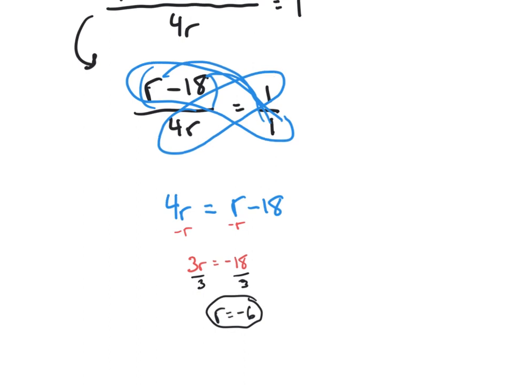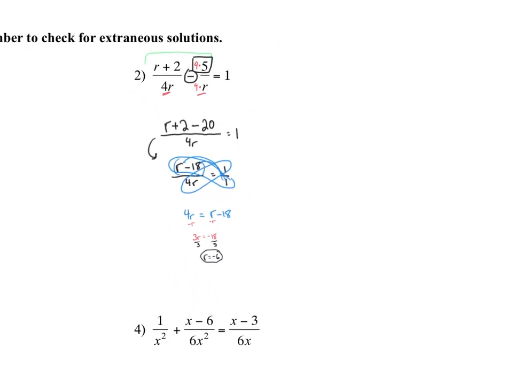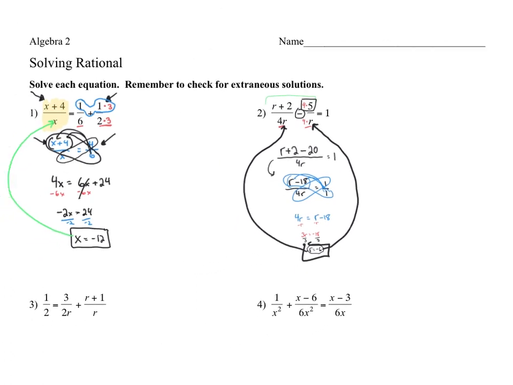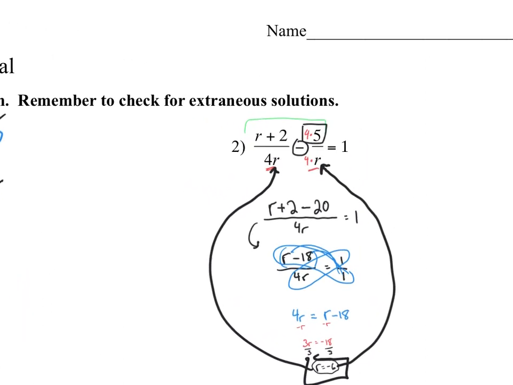There we go. Okay, but what do we need to do? Check, is negative 6 going to produce a problem here? Nope, it's not going to make it undefined. Is negative 6 going to produce a problem here? Nope, not undefined either. So r equals negative 6. That is my solution. So just real quick, here's what we're talking about.